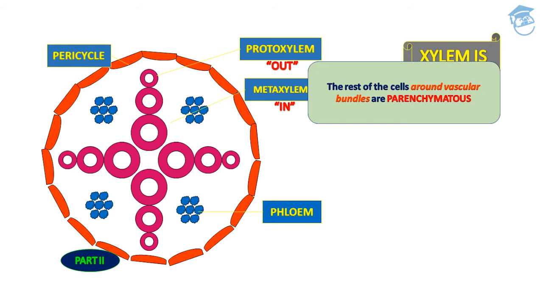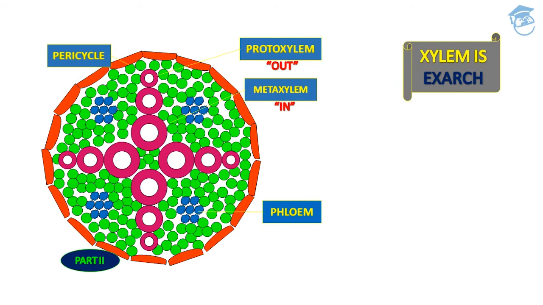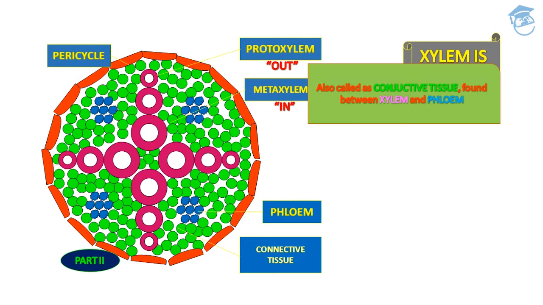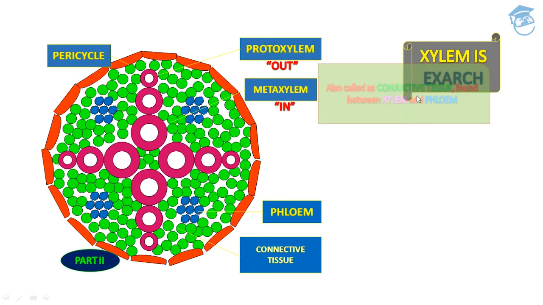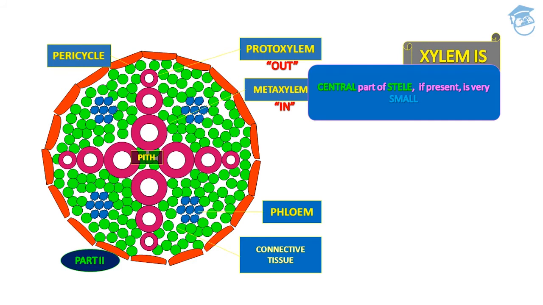And the rest of the cells around the vascular bundle are parenchymatous in nature. So these are parenchymatous cells which are present outside the xylem and the phloem. So this is also called connective tissue, and it is also called conjunctive tissue because it is found between xylem and phloem. And this is the central part of the stele, the pith, if present, it is very small.